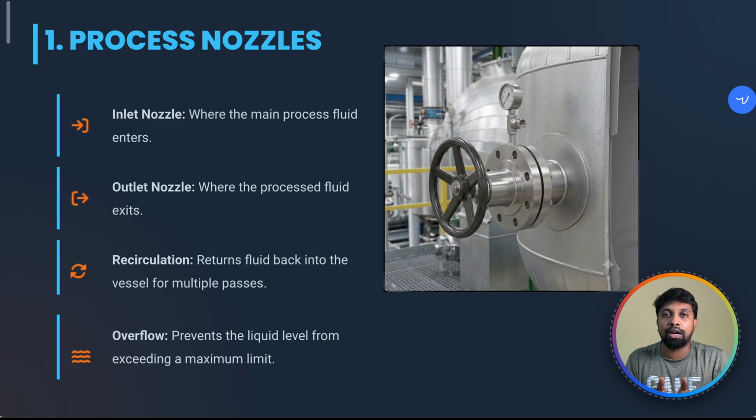In each and every house we have an overhead tank. The overhead tank normally has an inlet nozzle and an outlet nozzle. A circulation nozzle is not common in overhead tanks. We have overflow nozzles also. All three nozzles we have in our overhead tanks also.